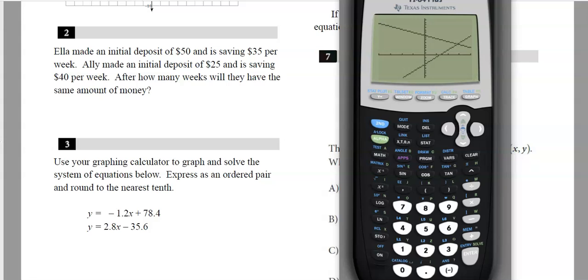But let's just pretend that your window was wrong. Let's go to Zoom Standard, which is number 6 there. Go down to number 6. And let's just say that we were in this window, because this is how your graphing calculator is normally set up. Well, if you graph both lines, you don't see anything, because not much is happening in that view. We got to zoom out.